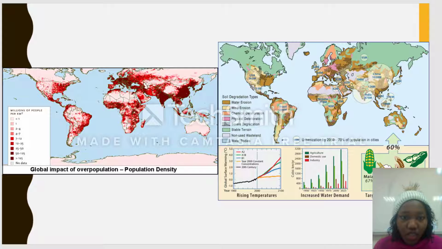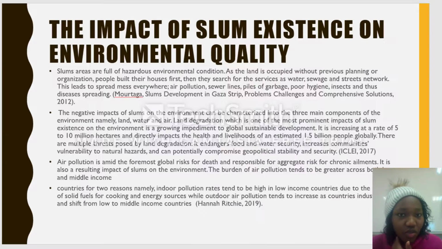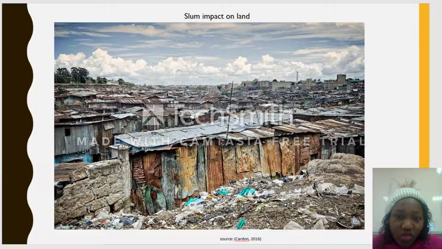Like I said earlier, the parts of the world which have high population densities are the same parts on the second map which have high or severe soil or environmental degradation, which is to show the impact of overpopulation and slum settlements on the environment. This picture shows the impact of slum settlements on land.